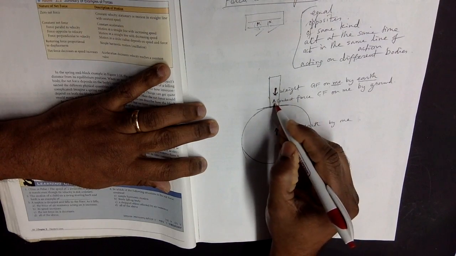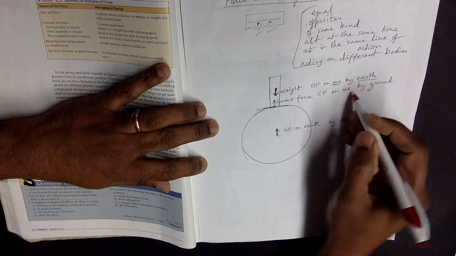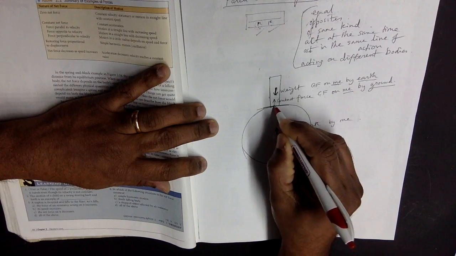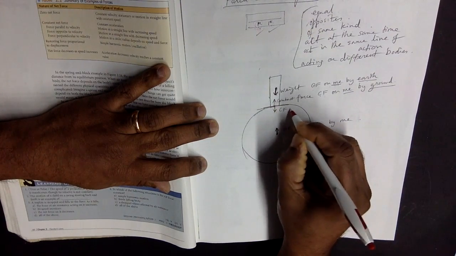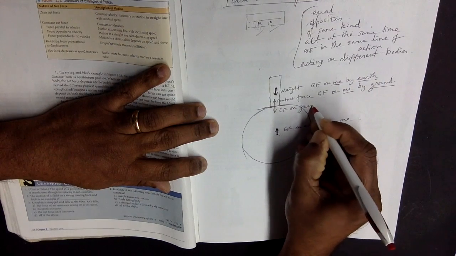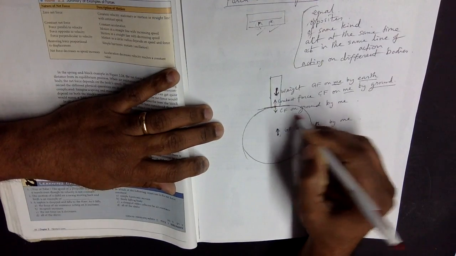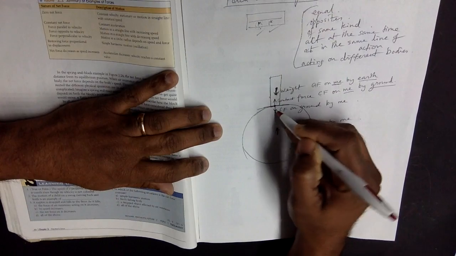Now this one has its own pair. Where is a pair? Contact force on me by ground. Flip these. So contact force on ground by me, which is here. So this contact force on ground by me, this is the pair. So this one's pair is here and this one's pair is here.